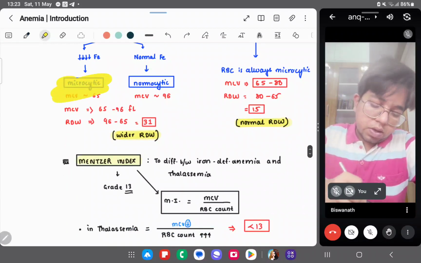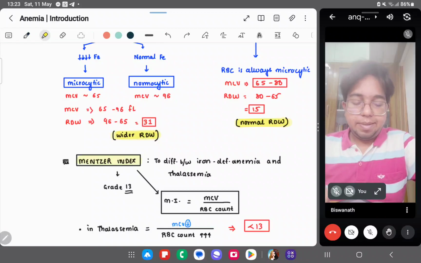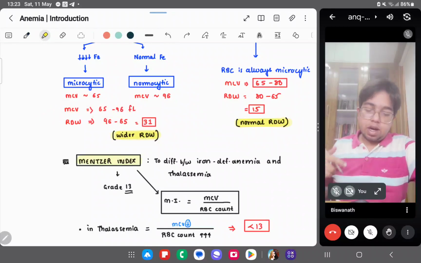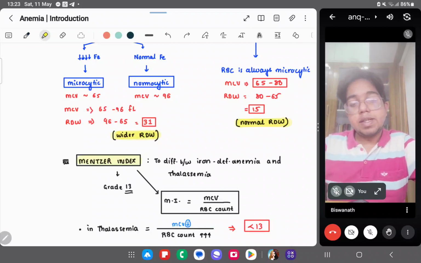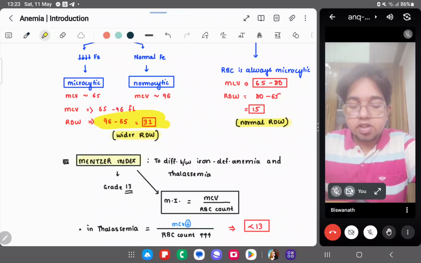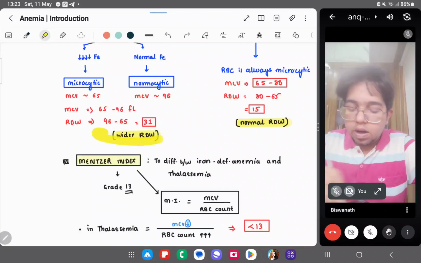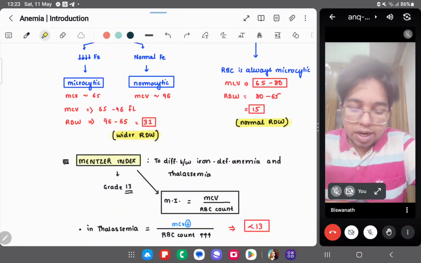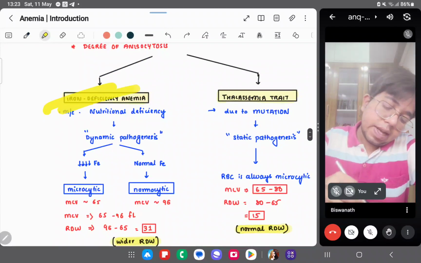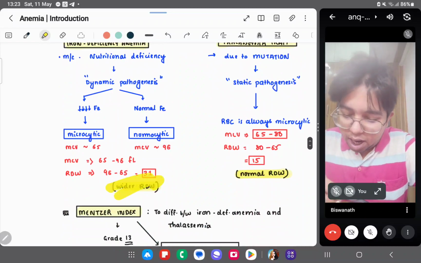Okay, so microcytic, let's say the MCV is 65. The higher limit is 96, obviously. So how do we calculate the RDW? We have to subtract the lower limit from the higher limit. So 96 minus 65 will be 31. So iron deficiency anemia, the microcytic one, will have a wider RDW. Okay, iron deficiency anemia will have a wider RDW.